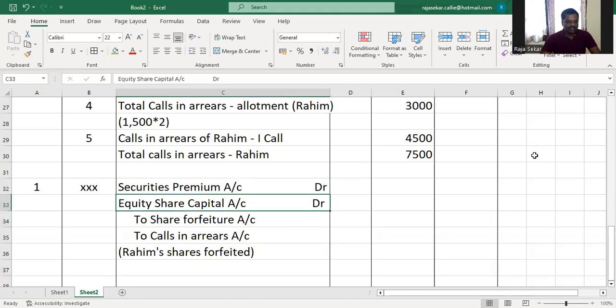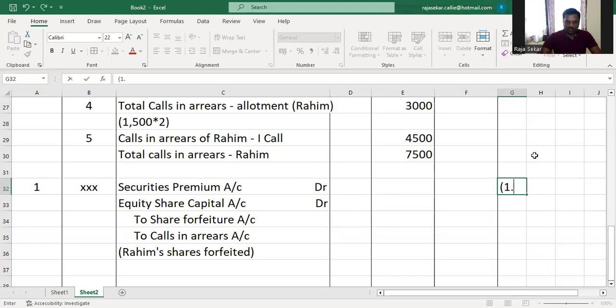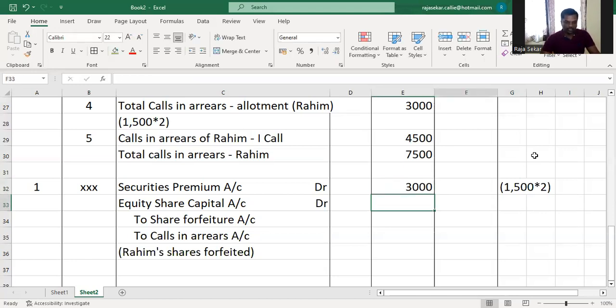Now, the amount to be debited and credited in each of these is very simple, my dear children. Number of shares forfeited into the amount of securities premium that has not yet been paid by Rahim. We found out that out of the 3 rupees receivable on allotment as premium, we only had 1 rupee excess application money, and Rahim had not paid anything else for allotment, which means 2 rupees has not been paid by Rahim. So you multiply and type here. That will be 1,500 into 2, which is 3,000.